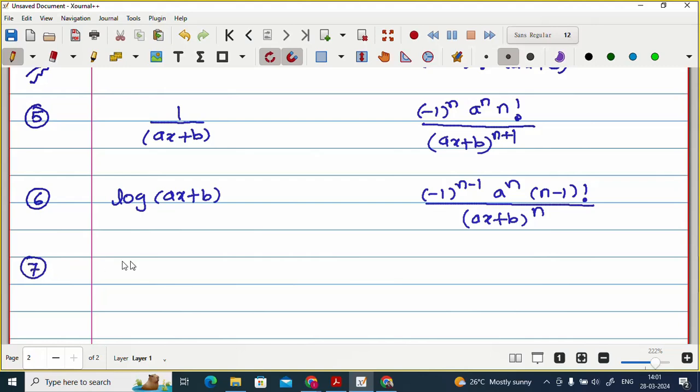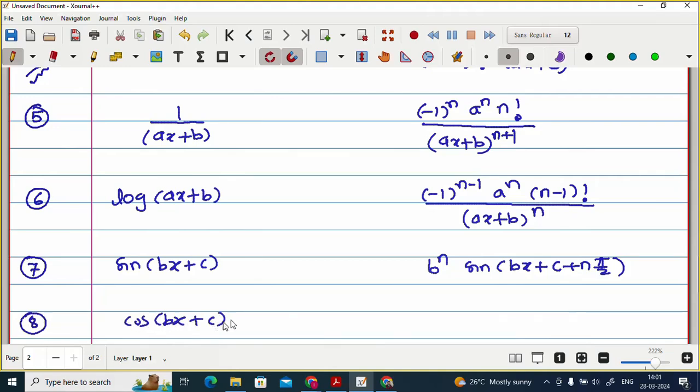Next, seventh formula, that is when we have y in this format, sine of bx plus c, then its nth derivative is given by b raised to n sine of bx plus c plus n pi by 2. Eighth, that is for cos of bx plus c, its nth derivative is given by b raised to n cos of bx plus c plus n pi by 2.